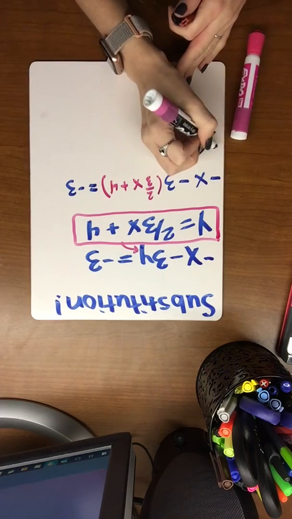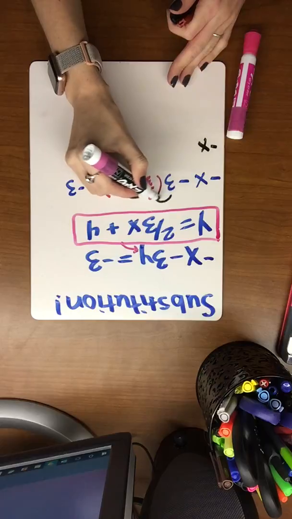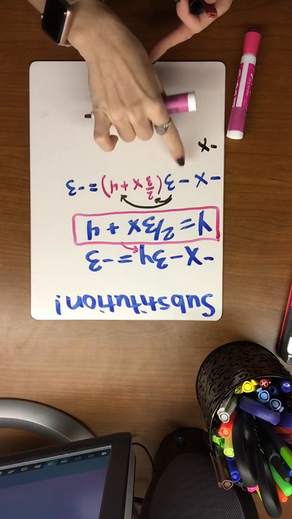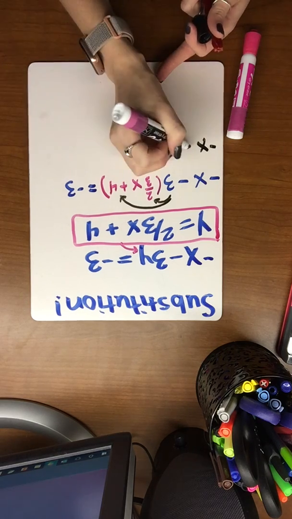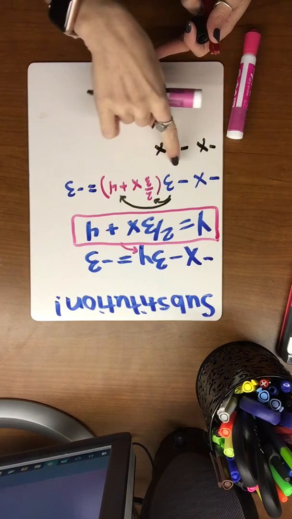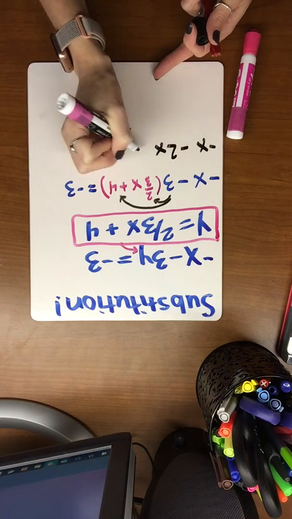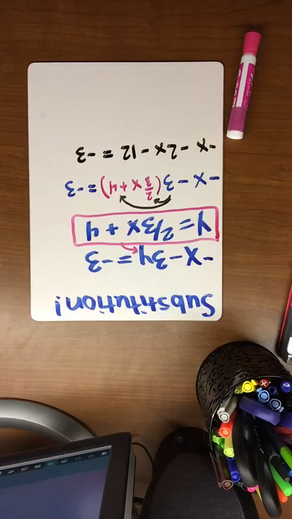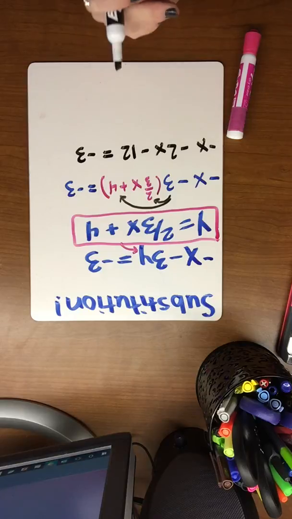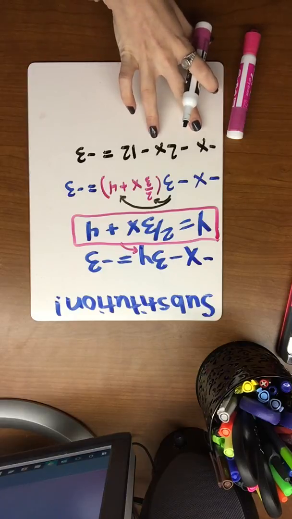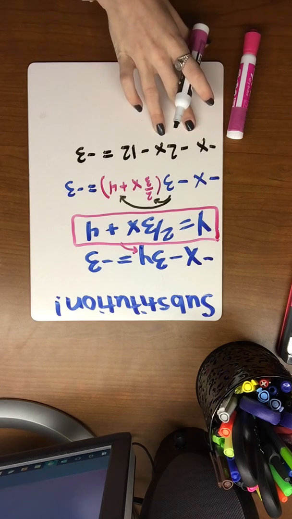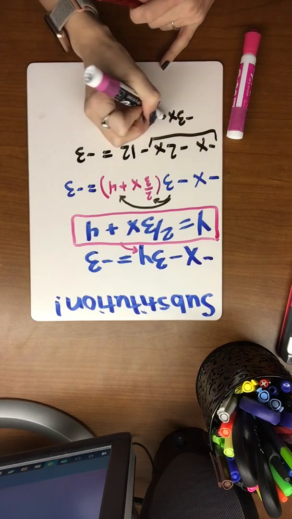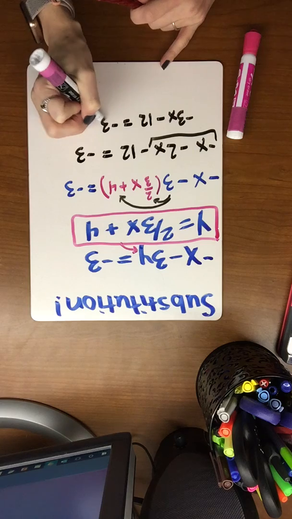We don't have to do anything to this negative x, but we have to take this negative 3 and distribute it to every term inside those parentheses. Remember your distribution rules. Negative 3 times 2/3 x is negative 2x. Negative 3 times 4 is negative 12. And that all equals negative 3. Then we have to combine like terms. We have two x terms on the same side of the equation, so we can put those together. Negative x minus 2x is negative 3x minus 12, and that equals negative 3.